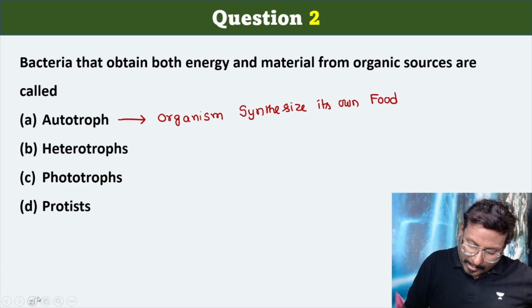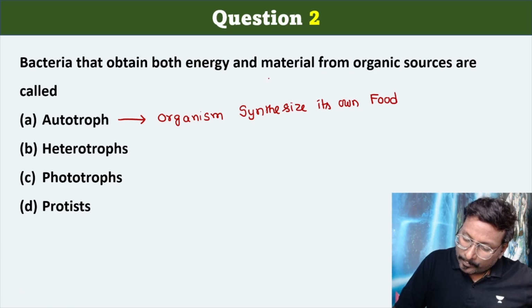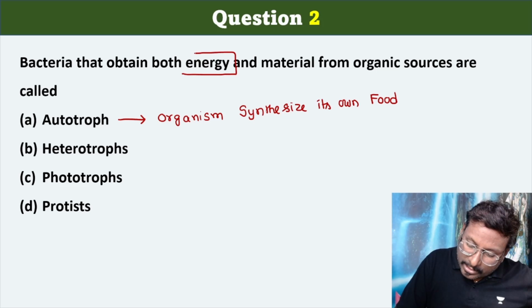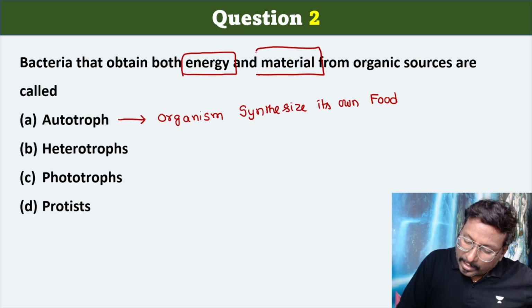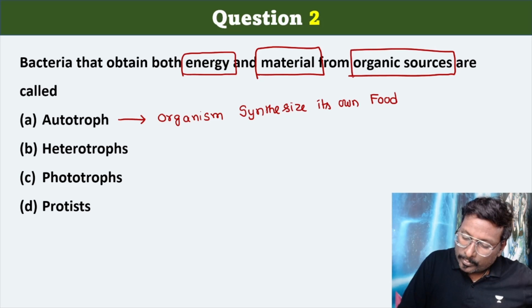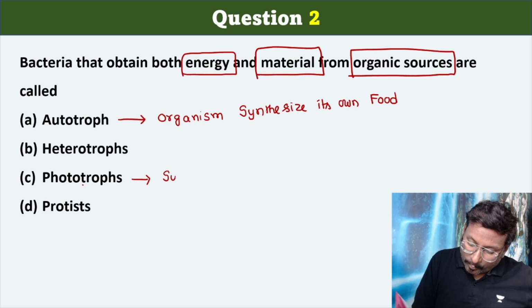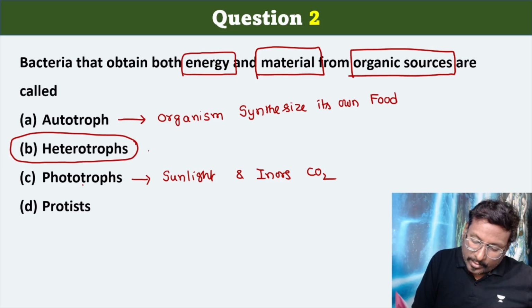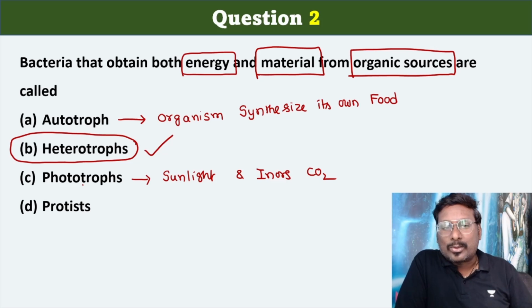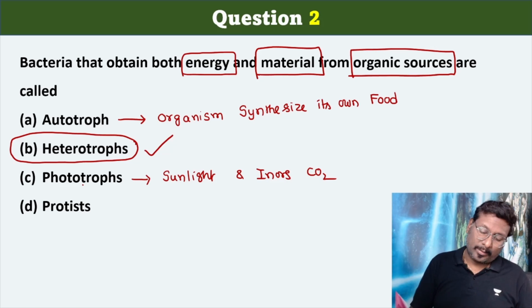So what is the question? Bacteria which obtain both energy and material from organic sources. In phototrophs, energy is from sunlight, material from inorganic sources, inorganic and carbon dioxide. But heterotrophs is the organism which gets energy and material from organic sources. So the answer is B. This much depth of concept they are asking. Please check it out.